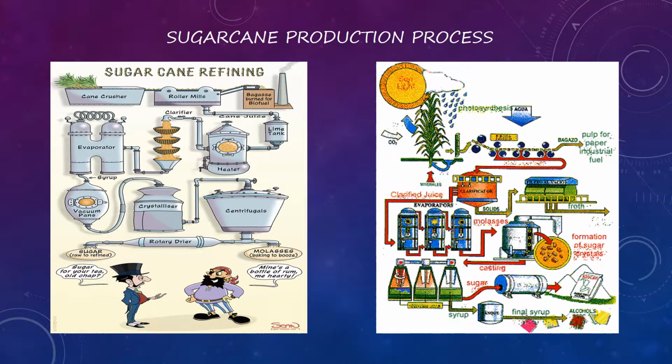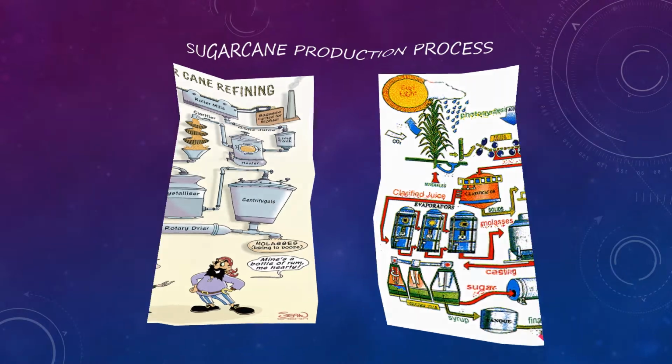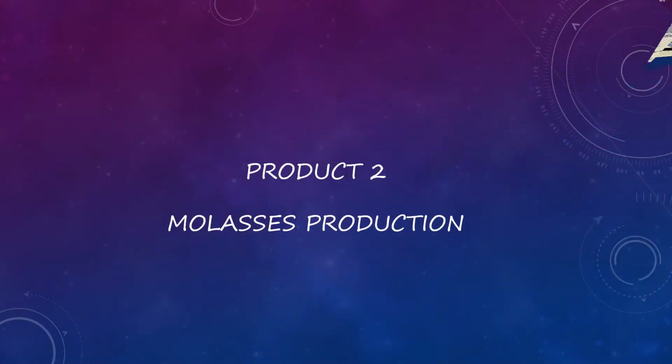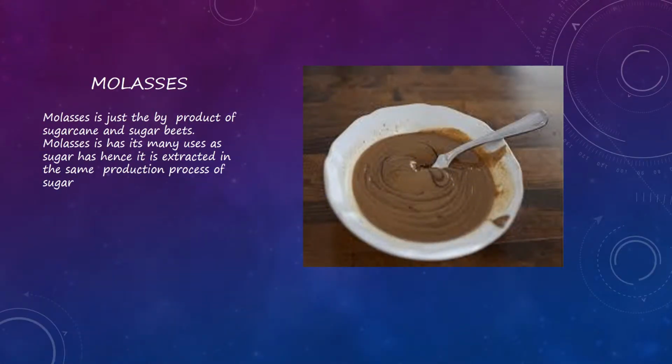This slide shows the production steps involved in the sugarcane production. Moreover, the processes involved in the production of molasses, which is my product 2, will be elaborated. Molasses is just the byproduct of sugarcane and sugar beets. Molasses has many uses as sugar has, hence it is extracted in the same production process of sugar.